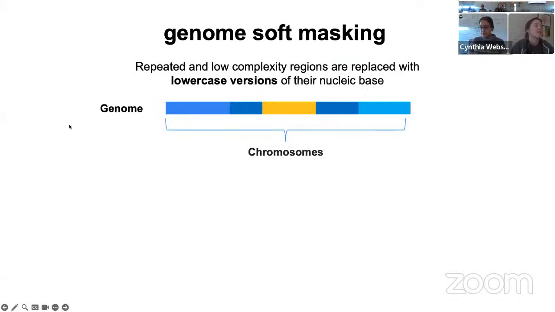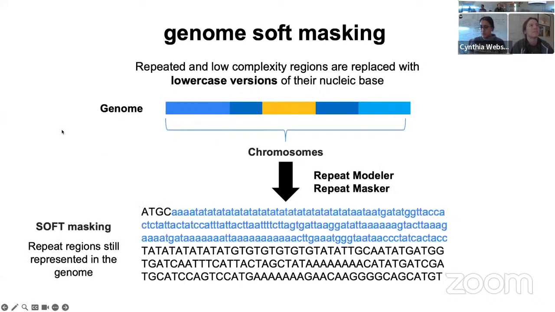Now, as I said, genome soft masking is important. I just want to reiterate what soft masking is. So this is our cartoon genome. There are two existing tools from a package, RepeatModeler and RepeatMasker, where it'll take your genome. You'll notice that it's all uppercase ATGC, but once it goes through RepeatMasker, there are now lowercase versions of the nucleic bases. And this is essentially just representing our repeated and low complexity regions.